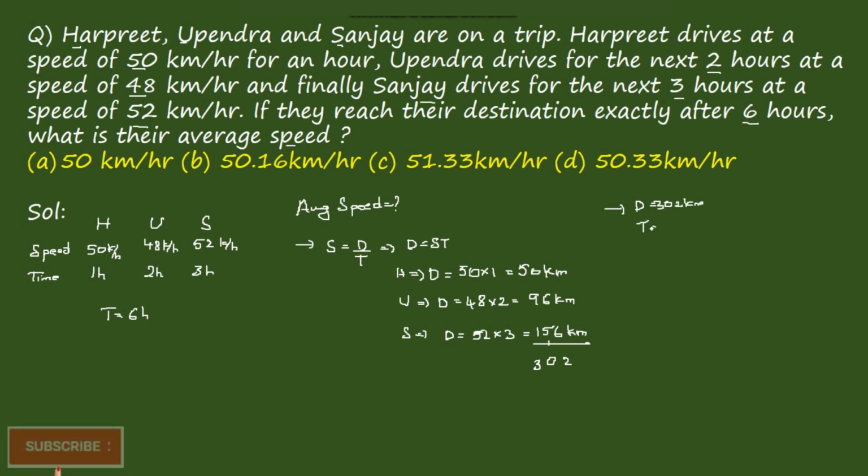And the time they are saying is 6 hours. Then the average speed is speed equal to distance by time, which is 302 by 6. We get it as 50.33 kilometers per hour. So the answer is option D.